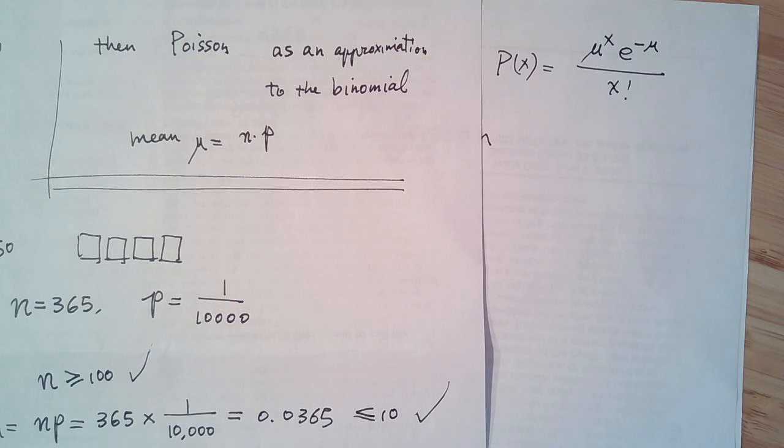So we finished the probability distribution concept. We finished the binomial probability distribution, and now we finished the Poisson probability distribution. You have learned a lot. Congratulations.